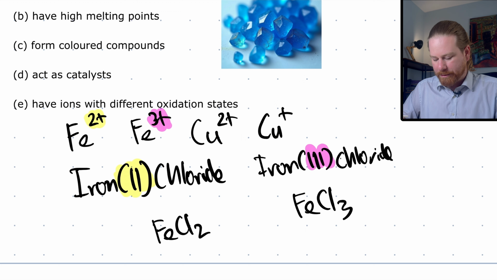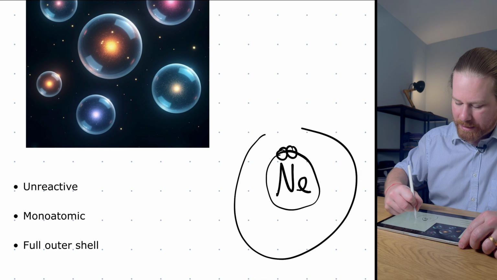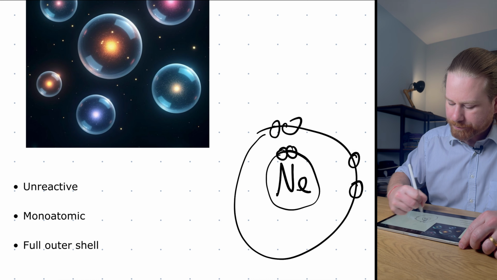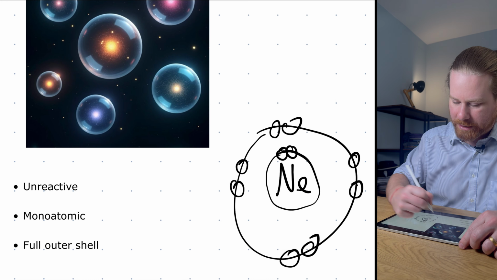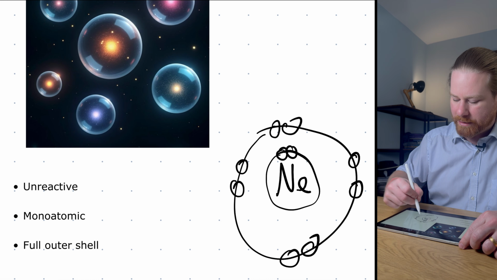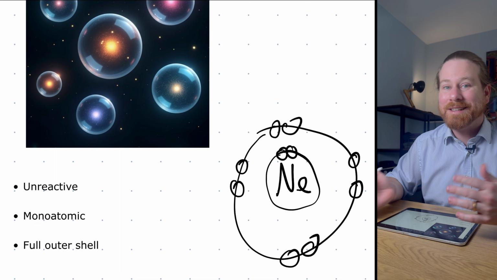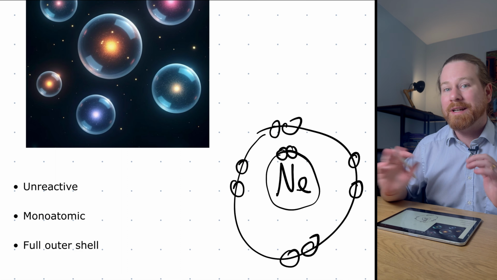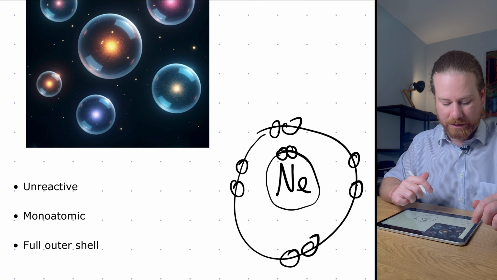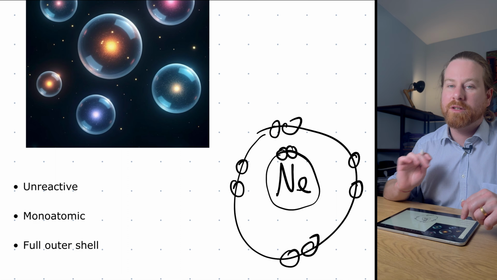So they have a full outer shell. So let's have a look at neon. So neon has 10 positive protons, so it has 10 negative electrons. So we can see in this beautiful diagram here that it has a full outer shell, and this is true for all of the noble gases. So because they have a full outer shell, they don't need to gain or lose electrons, so therefore they don't need to interact with any other element. So this is why they're monoatomic, and this is why they are so unreactive.